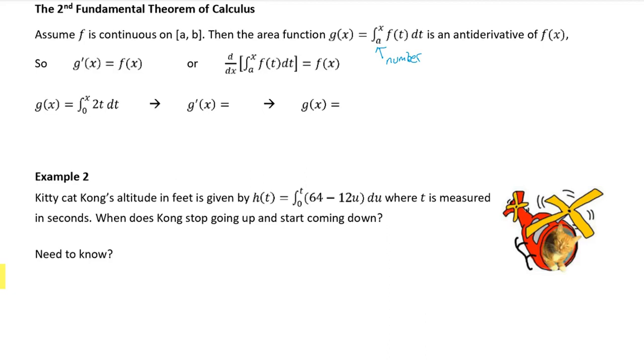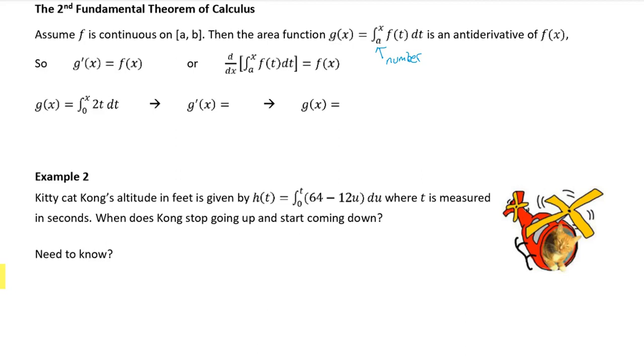This function is an antiderivative of f of x. Now that's going to sound weird for a minute. We've got g of x, we've got f of t, we've got f of x, and they're saying that g of x is an antiderivative of f of x. So let's see how this works.